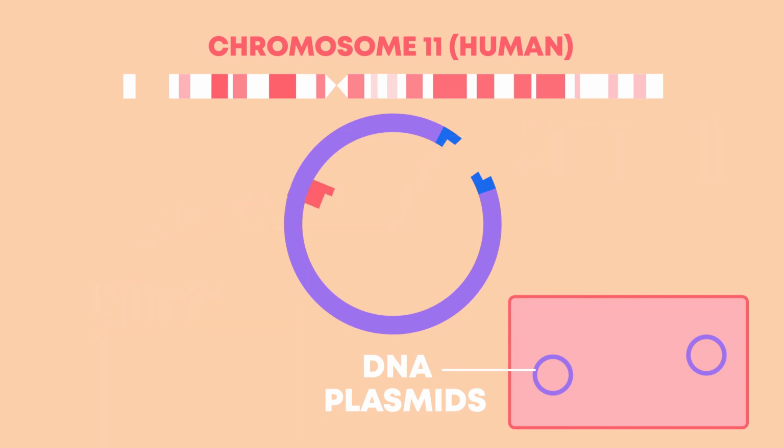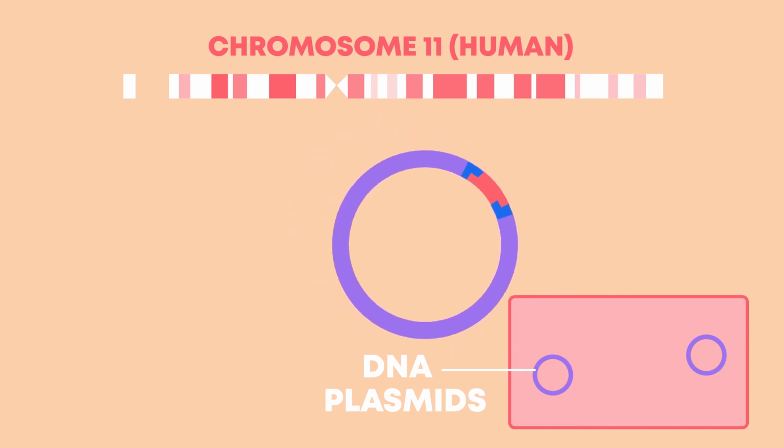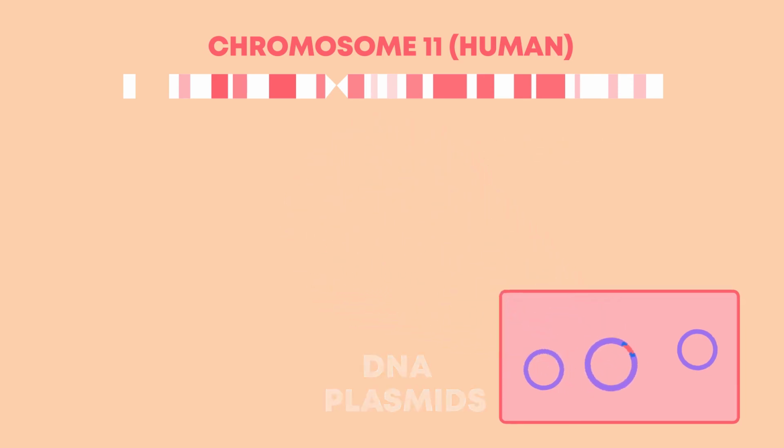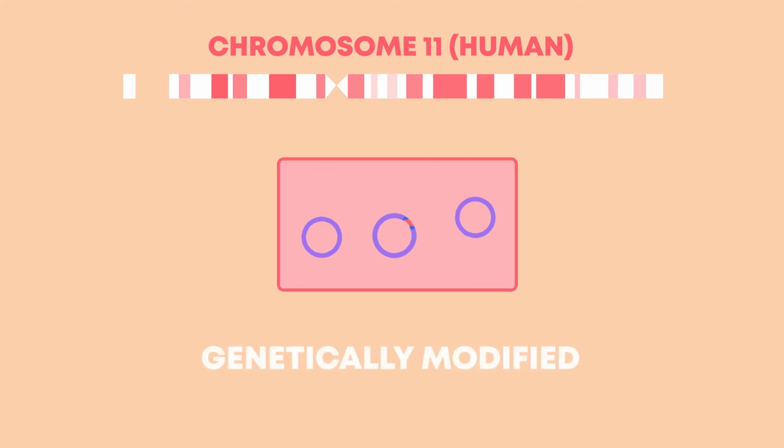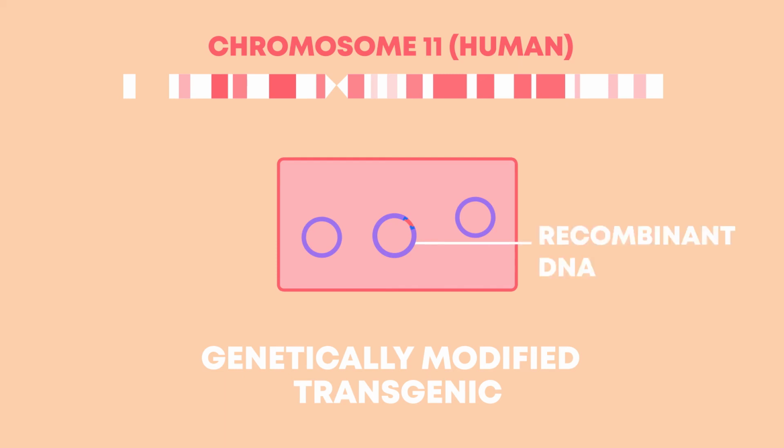The insulin gene is joined to the plasmid by the sticky ends. An enzyme called ligase is used to complete the joining of the two pieces of DNA. The modified plasmid is then reinserted into the bacterial cell. The modified bacterium is a genetically modified or transgenic organism because it contains some human DNA along with its own bacterial DNA. Its DNA is called recombinant DNA, bacterial DNA recombined with human DNA.